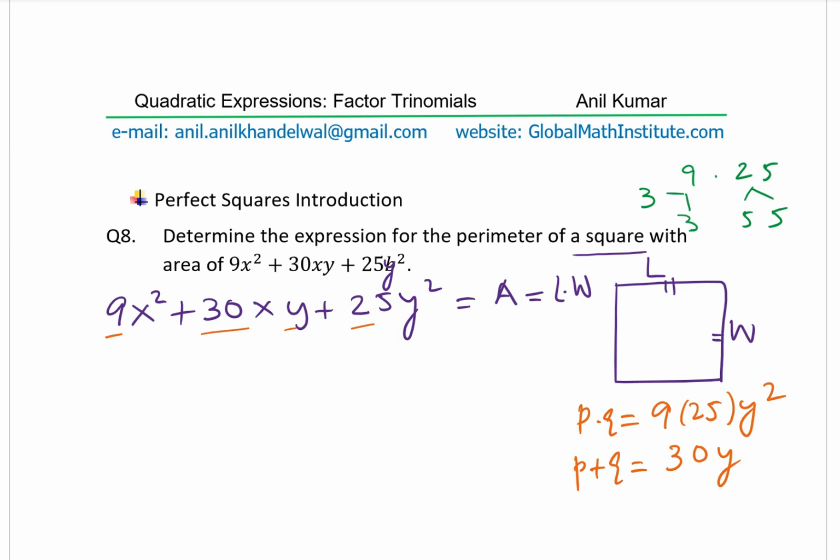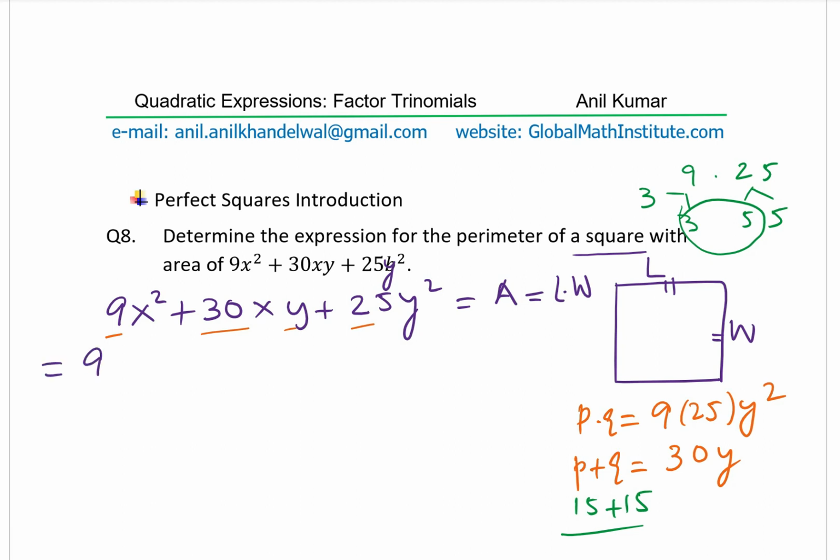We have to look for a combination which could give you 30, right? So how can you get 30? 15 and 15 can give you 30. And when you multiply, you get the same term. So the magic number P and Q is 15 plus 15 or product of 15s. Does that make sense to you? So that is your magic number. So we'll use that to factor.